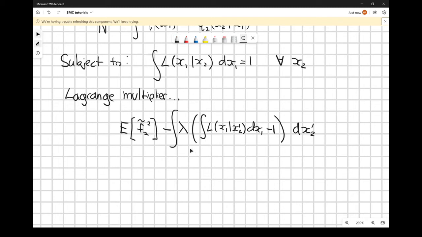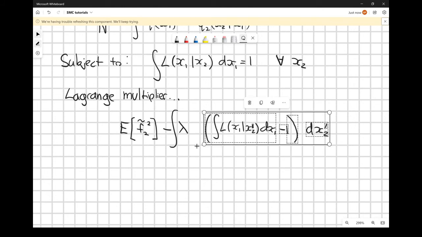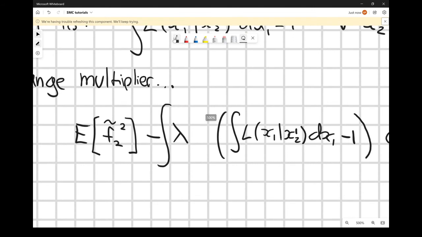And as we've also just said, it does mean that we have an infinite number of lambdas. So the best thing to do to represent that is to make this a function of our dummy variable for x2.